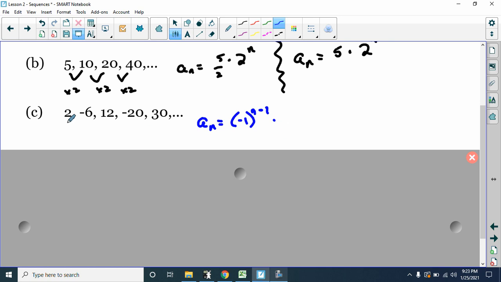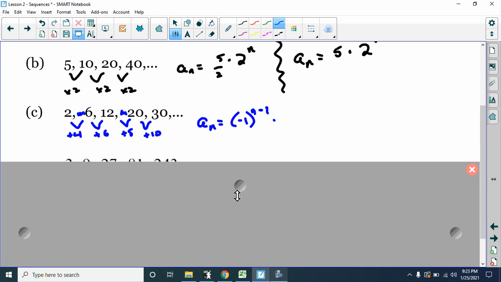And then this one, it's not real clear. We don't need to worry about the negatives anymore. If we try to go geometric, notice this is times 3, and then this is times 2, and this isn't times any integer. So that's probably not going to work. If we do go arithmetic, this is +4. This is +6. This is +8. This is +10. So it's not arithmetic.